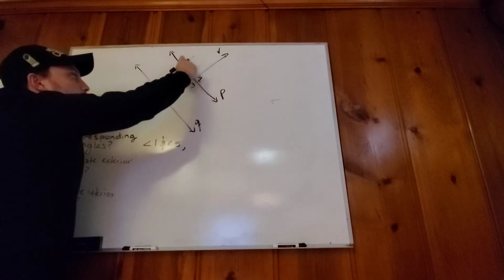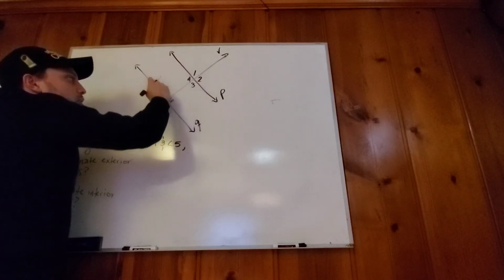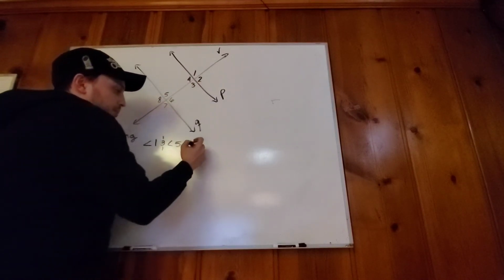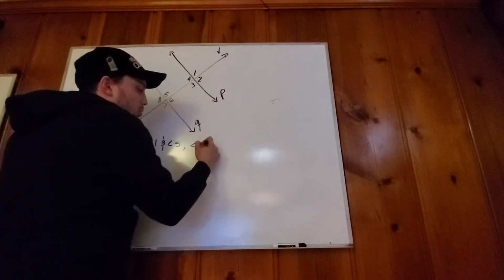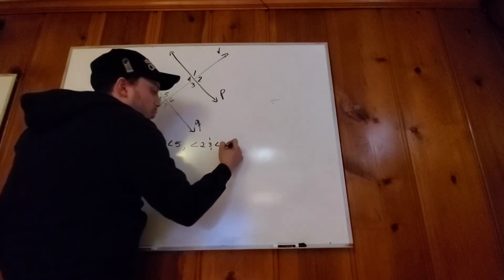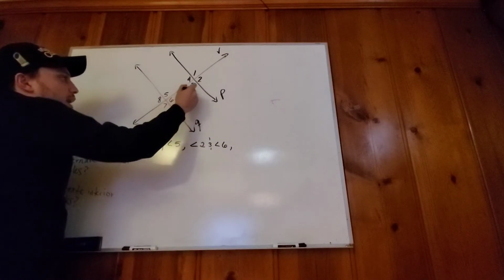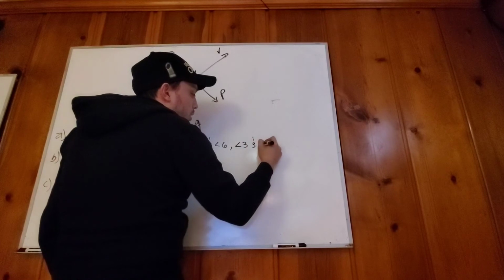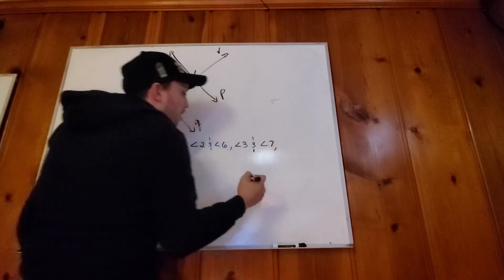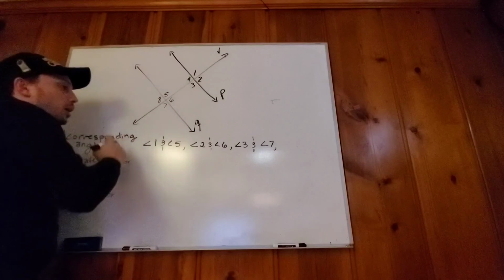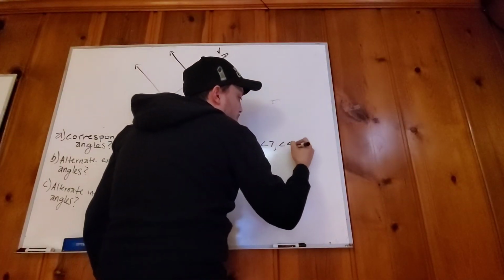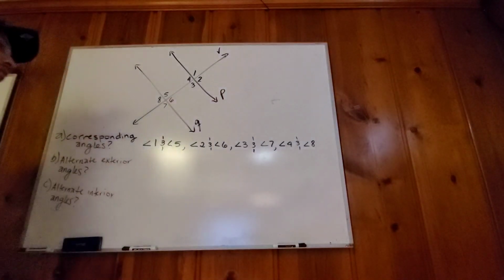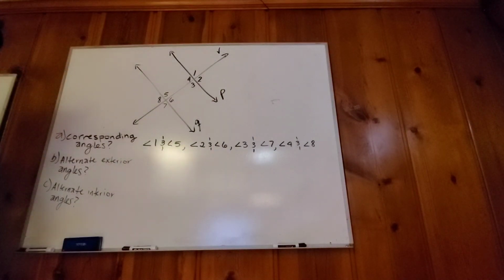This was the first one on the top left, and this one is the first on the top left. In the top right, I have 2 and 6. So angle 2 and angle 6 are going to be corresponding angles. And then I have angle 3 and angle 7 being corresponding. And finally, I have angle 4 and angle 8. And that's it. Those are my 4 pairs of corresponding angles.